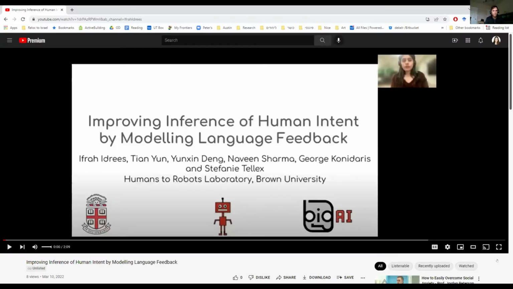Okay. We're moving quickly here, but please keep your questions, write them down, and talk to the authors during the poster session. The second talk is on improving inference of human intent by modeling language feedback.